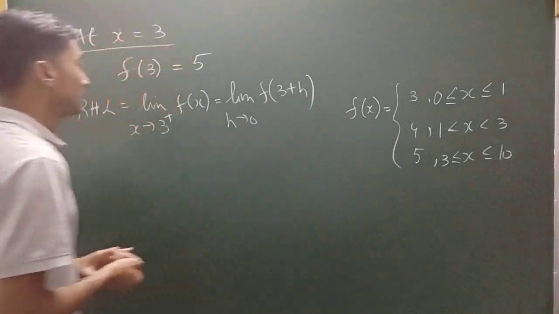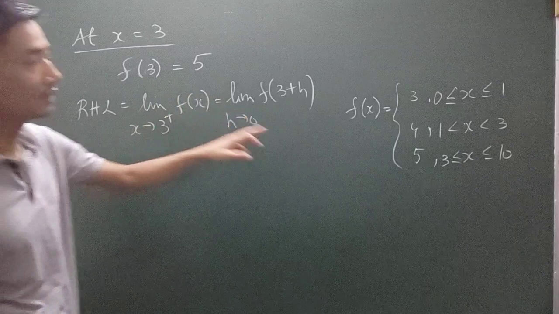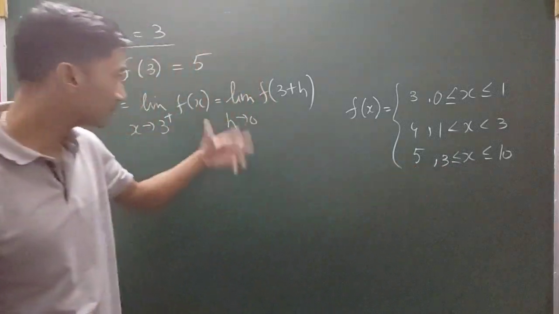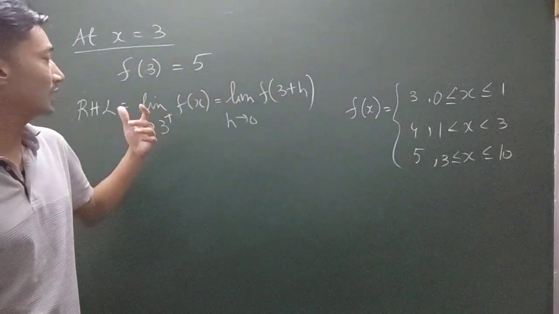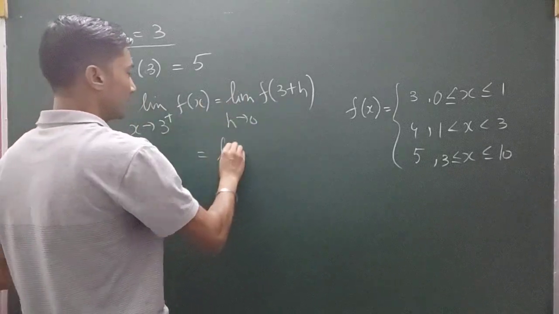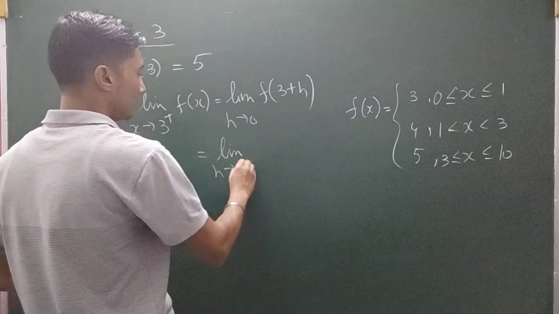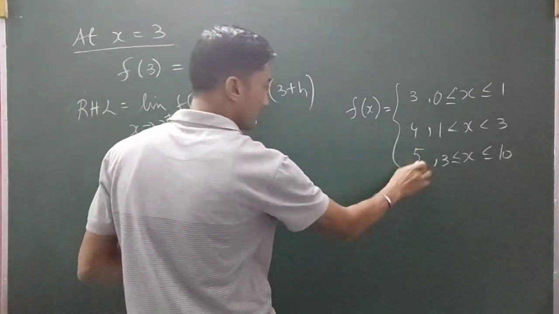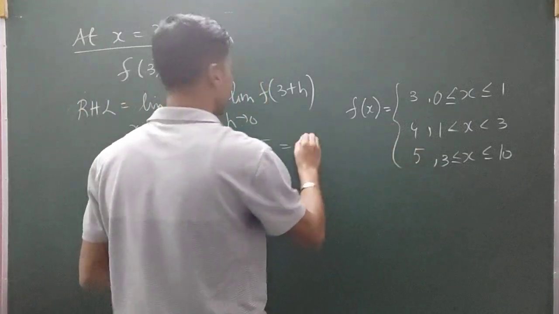All right. Now at x equal to 3, our function is 5. Right hand limit, slightly greater than 3, so 3 plus h. So slightly greater than 3, limit h tends to 0, the value is 5. So this value is 5.